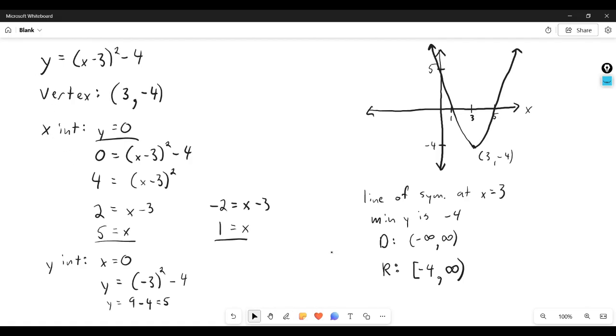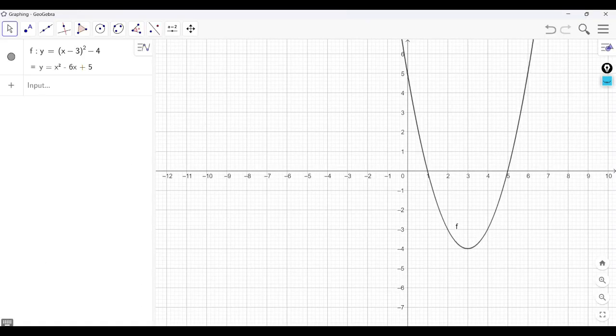Let's just double check things in GeoGebra, and you can see it started at the vertex 3, minus 4, right there. It goes through x equals 1 and x equals 5 as the x-intercepts, and crosses the y-axis at y equals 5. So everything we sketched turns out to be true on GeoGebra here. Of course, it looks a little nicer on GeoGebra.